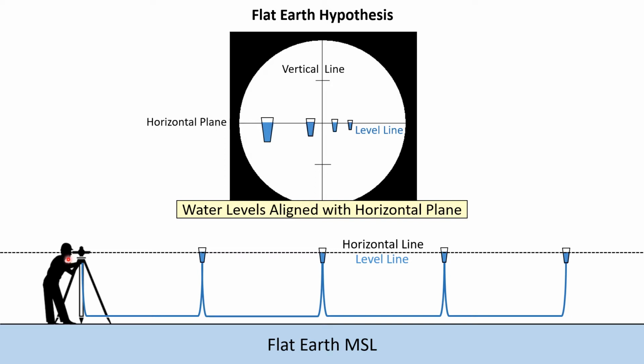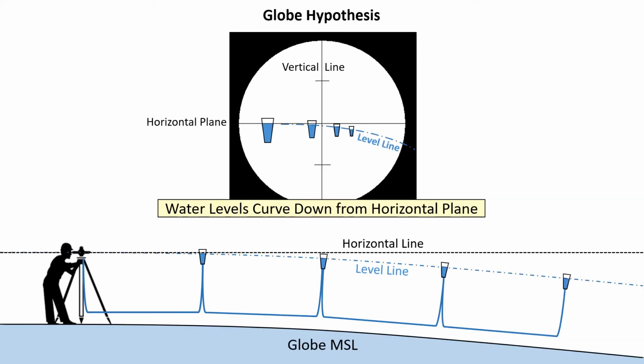Now in this case, if you had your surveying equipment set up at the same elevation as these water levels, what you would see in the viewfinder is that all of the water levels would be aligned with that horizontal plane. But on a globe, you would see those water levels curving down from that horizontal plane, and that is because a level line is a curved line.